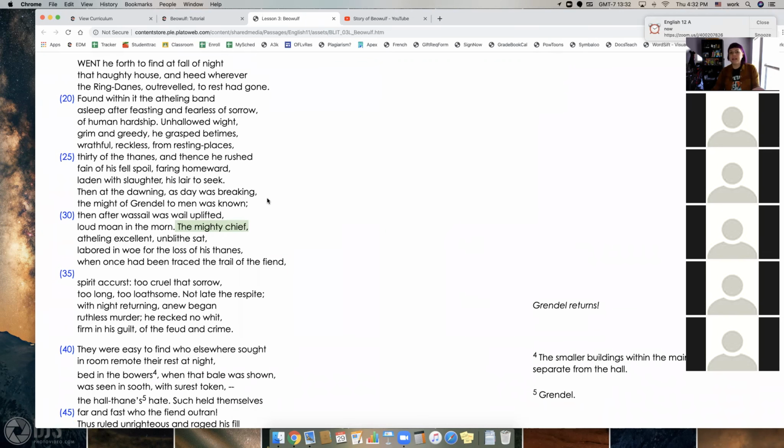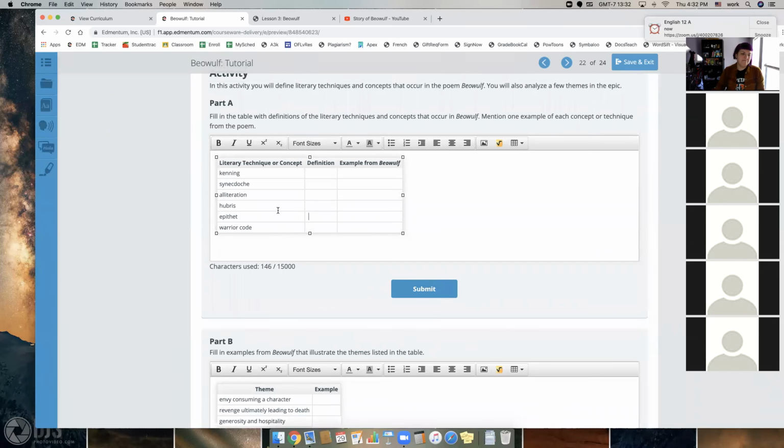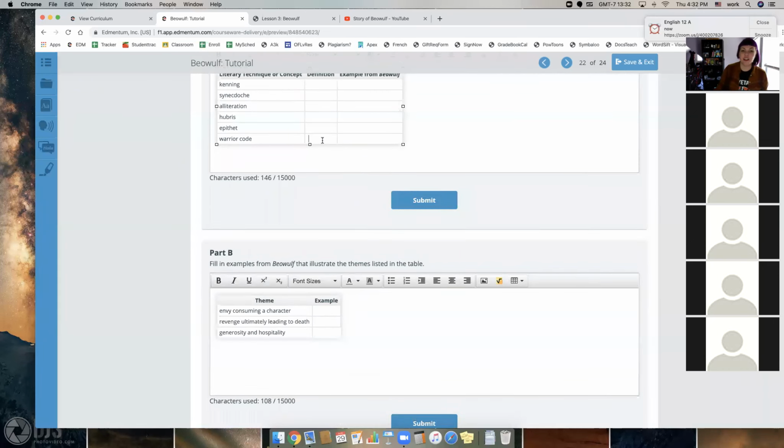So the mighty chief, that's an epithet, because that's using an adjective or phrase instead of the name of somebody. So that's all that means. And then the warrior code, that's not like a literary technique. It is the rule of conduct that people use in war, but it's part of epics.